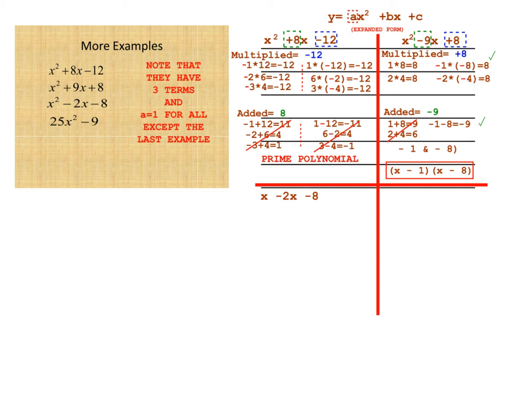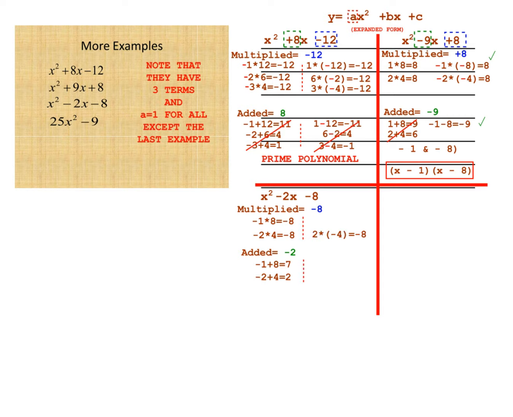So x squared minus 2x minus 8 is the other example. Okay, so x squared, right? Multiplied equals negative 8. So we're looking for the negative 8. Okay, so negative 1 times 8 is negative 8. Negative 2 times 4 is negative 8. When added, it should give us negative 2. Negative 1 plus 8 gives us 7. That won't work. Negative 2 plus 4 gives us positive 2. Oh, that's pretty close. We need the opposite sign, though.